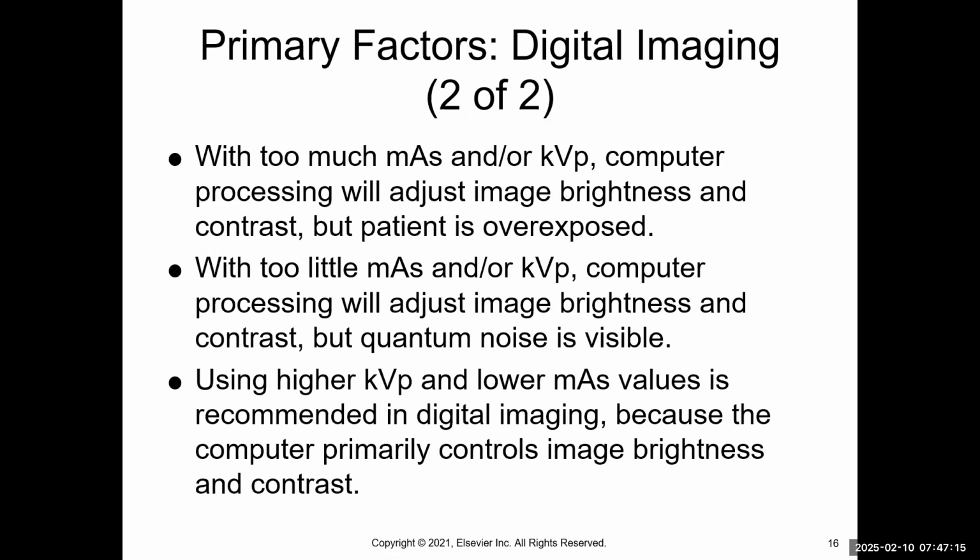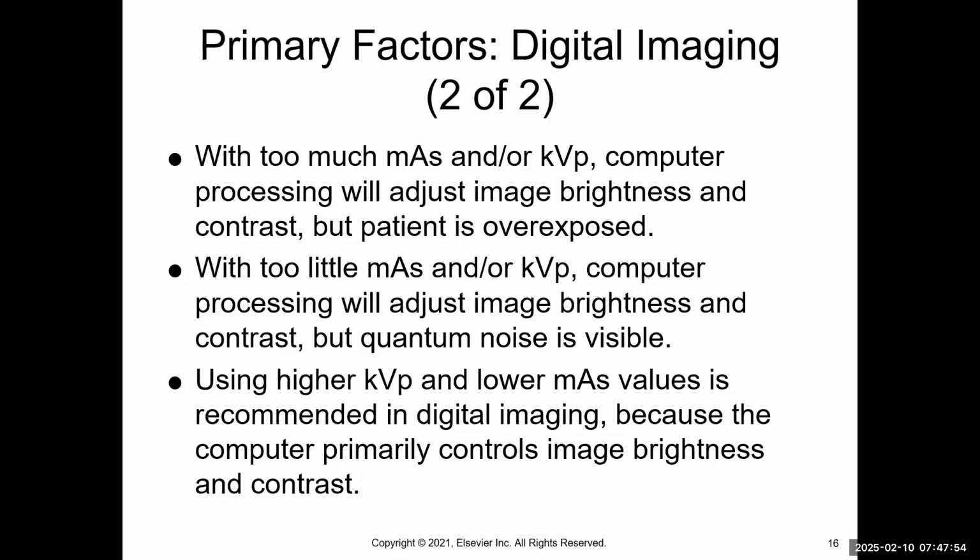I will say, let's see what this says. With too much mAs and/or kVp, the computer processing will adjust image brightness and contrast, but the patient's overexposed. We've already seen this in the lab, where even if our EXI comes up really high, the image looks fine, right? The only way we would know that we used too much wouldn't be a visual cue from the image itself. It's going to be in that EXI number or that S value or EI or whatever exposure indicator your system uses.